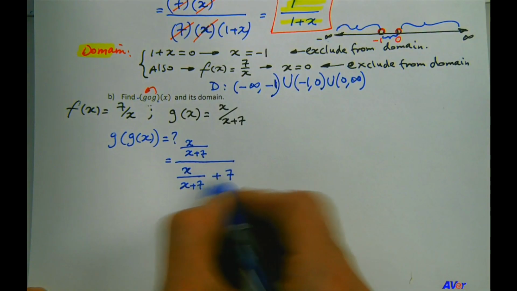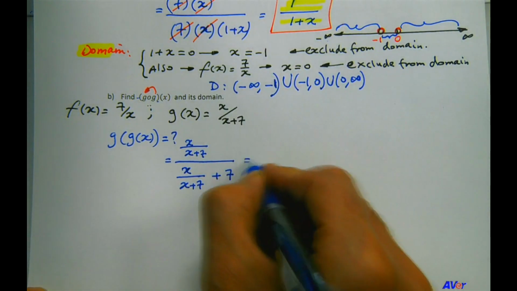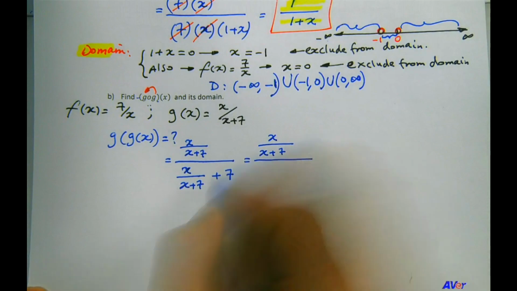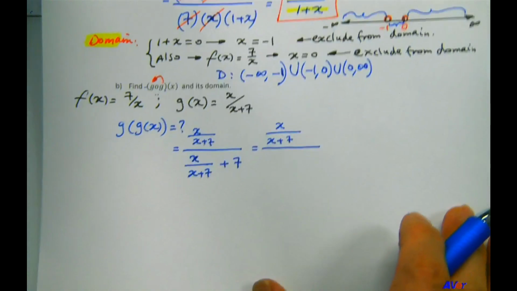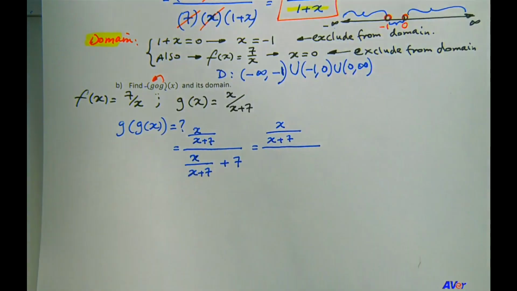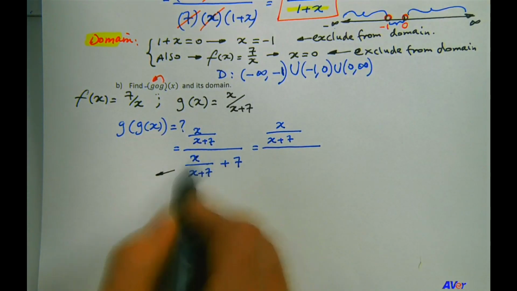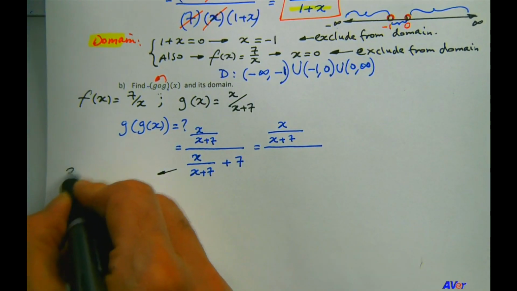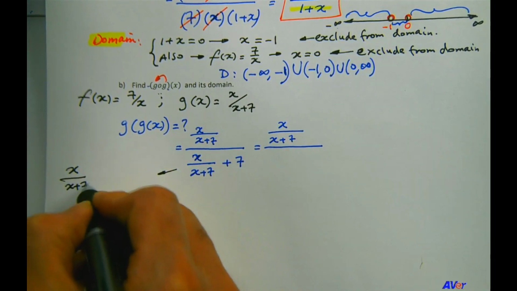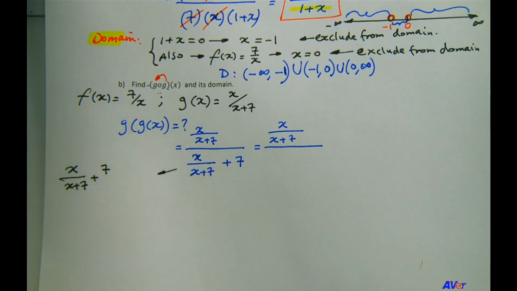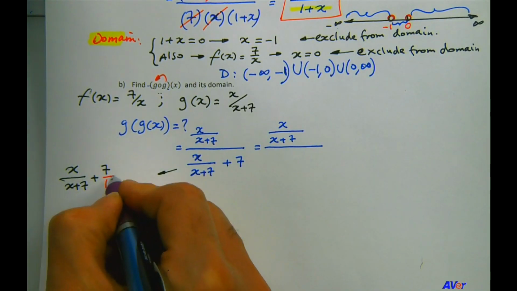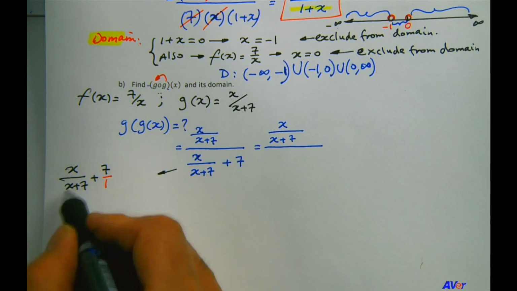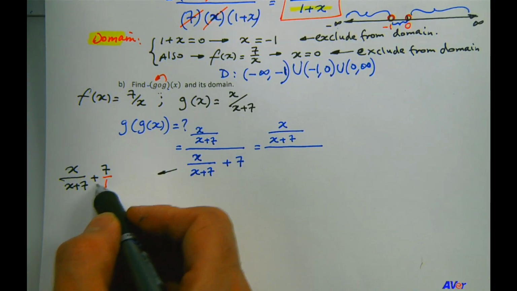So we need to combine these two first. So x over x plus 7. We need to take the common denominator, right? Let me take the common denominator in this corner if you don't mind. So this is for the common denominator for these two. So we have x over x plus 7 plus 7. The denominator of 7 is 1, right? So what is the common denominator between this x plus 7 and 1? The common denominator is x plus 7.